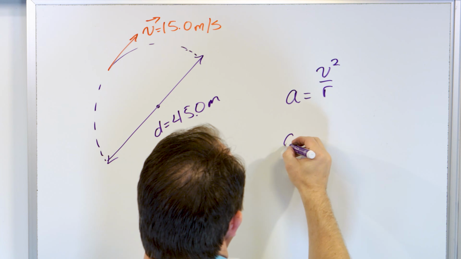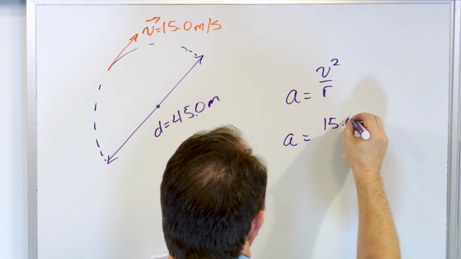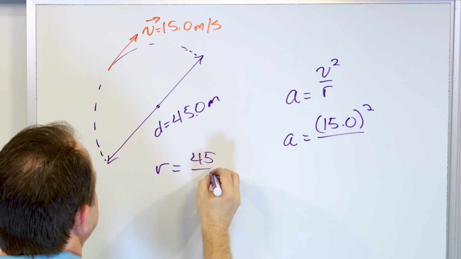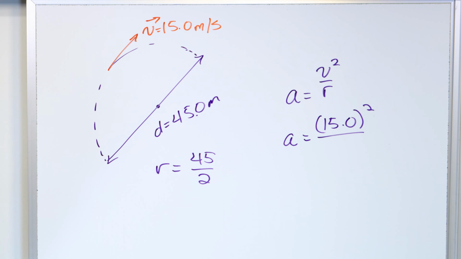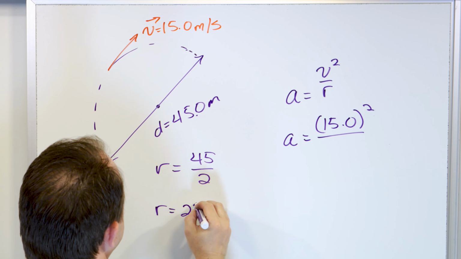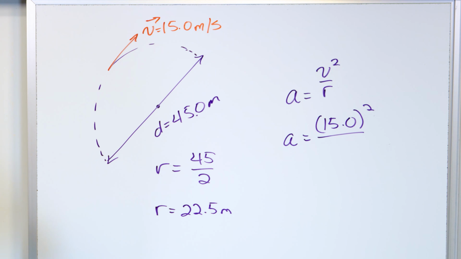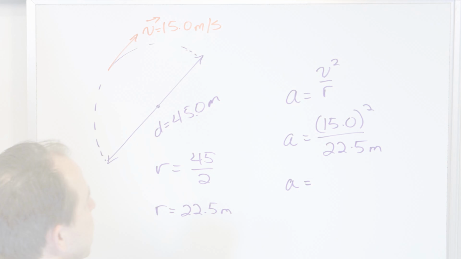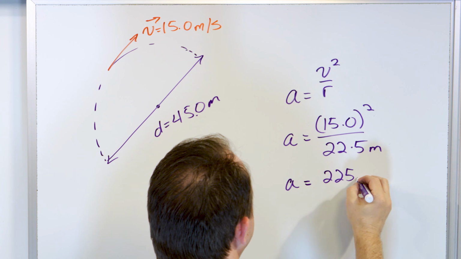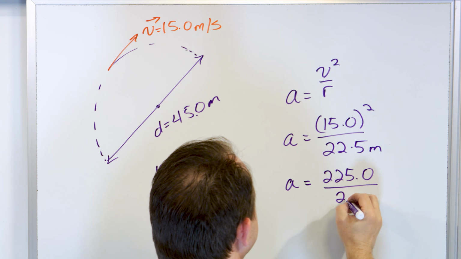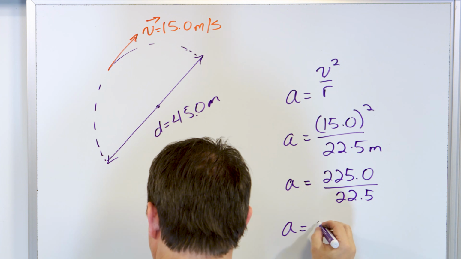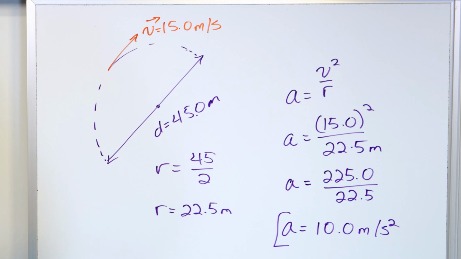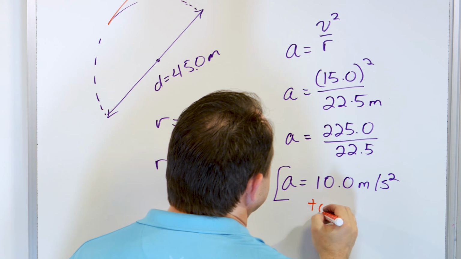The acceleration we have, it's just 15. So 15.0, we're going to square that. Now we have to put it over the radius. But the radius is going to be 45 divided by 2 because we were given the diameter in the problem. So the radius works out to be 22.5 meters. And then you put 22.5 right here, and you have meters. You're going to get on the top 225.0 when you square the 15, and then you have the 22.5 on the bottom, and so the acceleration is 10 meters per second squared. And what direction is that acceleration? Towards center.